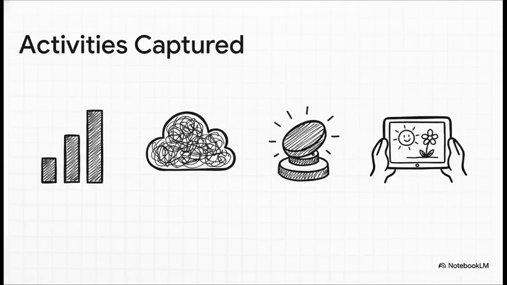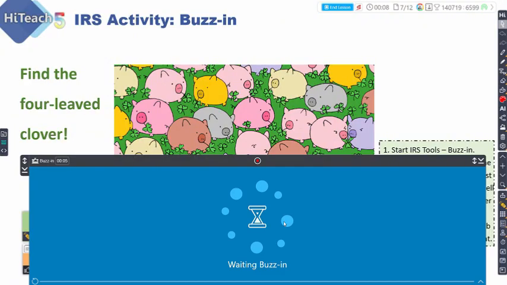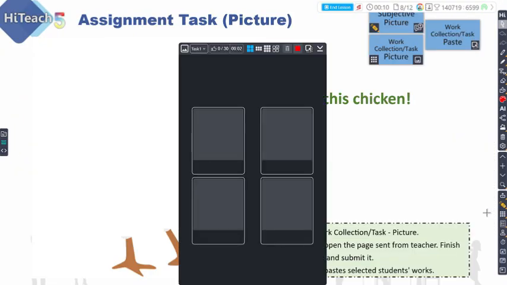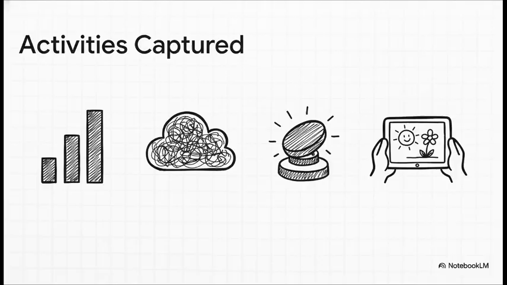For example, you could run a quick multiple choice poll and see the results live, or you could pose a big question and generate a word cloud to see what the whole class is thinking. You could even do a fun timed buzz-in competition, or have students send in drawings or pictures, and all of it, every single click, is logged.